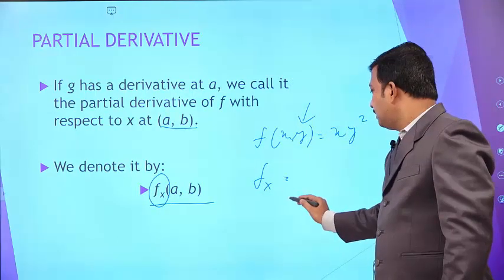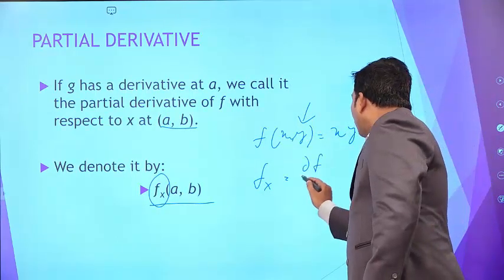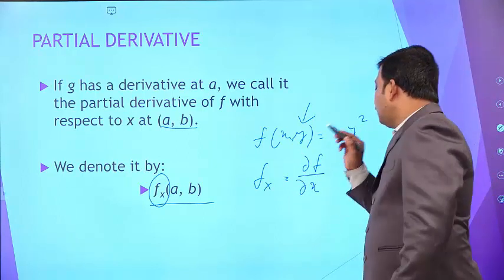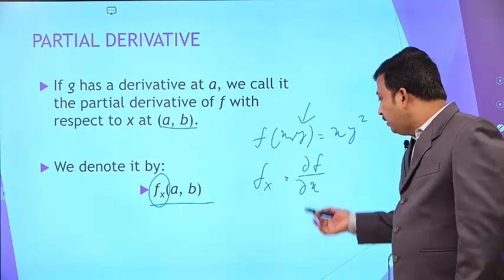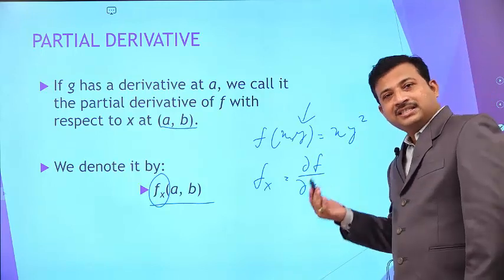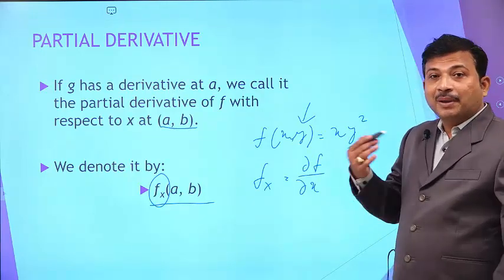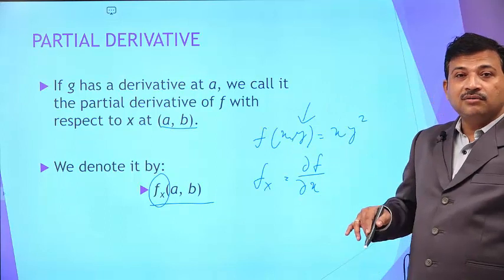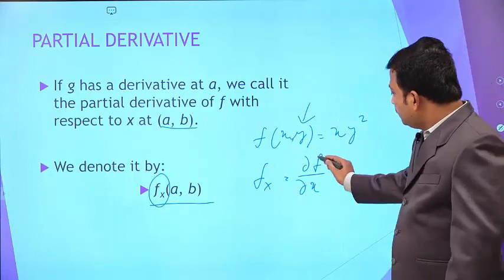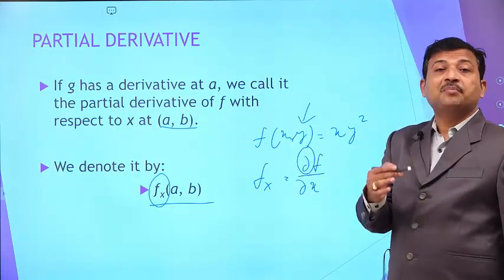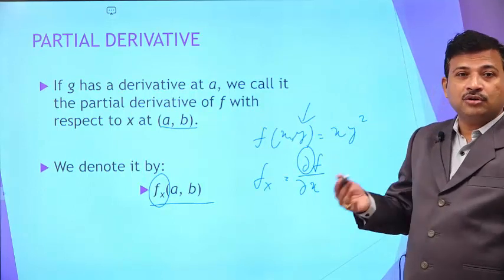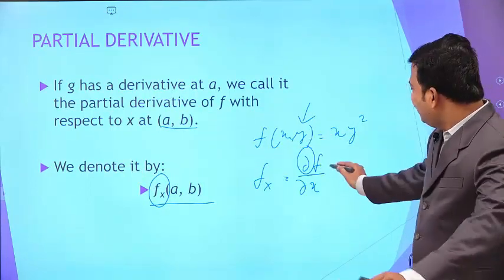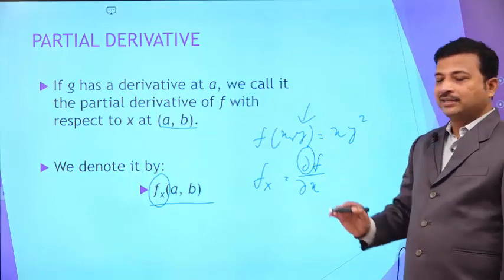fx. That is nothing but what? Dou f by dou x. Some people call it dou, some people call it del. Mostly in North India we say del, but in South India we say dou. This is the operator used for partial derivative, whether it is del or dou, it doesn't matter. Is it clear?